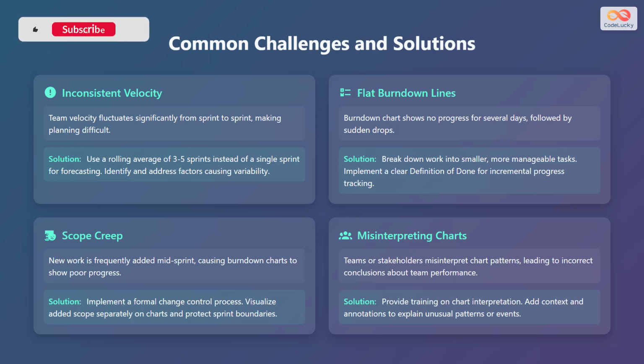Next is scope creep, where new work is frequently added mid-sprint, causing burndown charts to show poor progress. Implement a formal change control process. Visualize added scope separately on charts and protect sprint boundaries. Lastly, misinterpreting charts. Teams or stakeholders misinterpret chart patterns, leading to incorrect conclusions about team performance. The solution is to provide training on chart interpretation. Add context and annotations to explain unusual patterns or events.